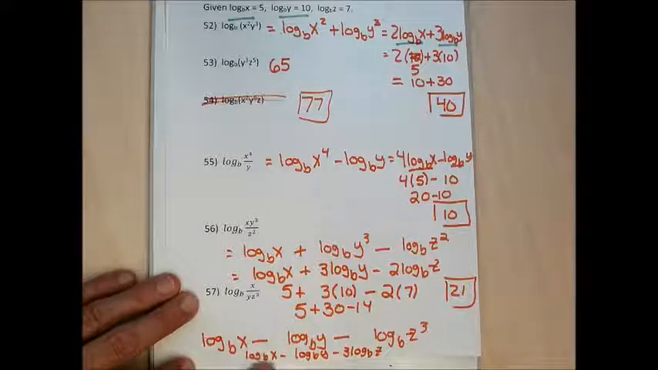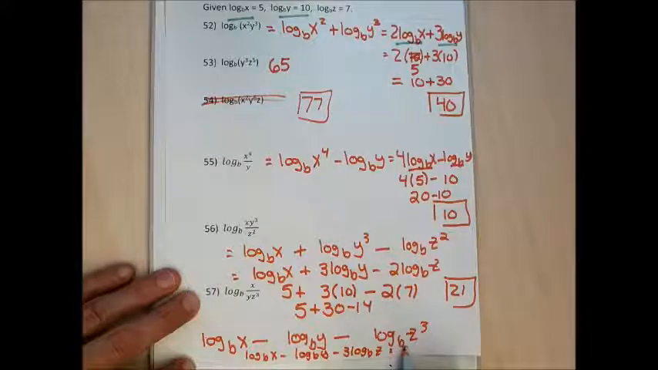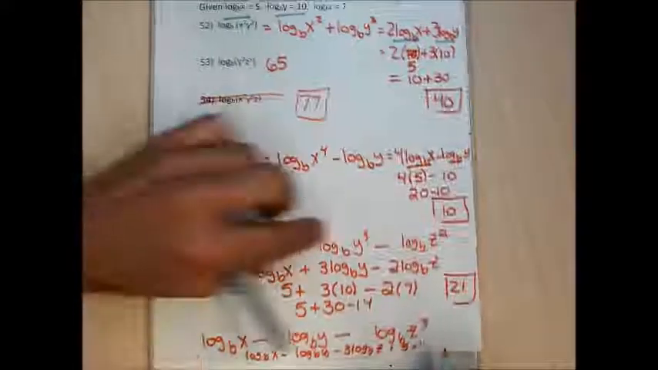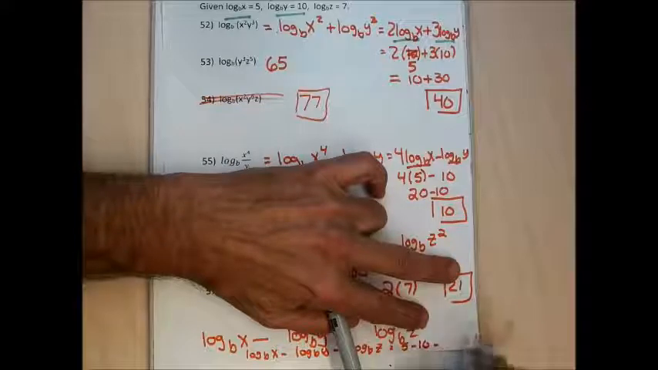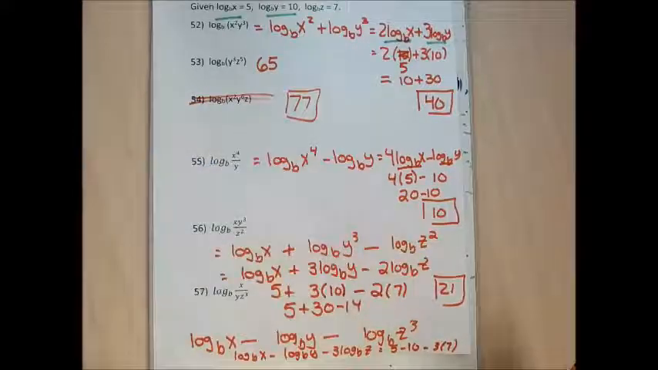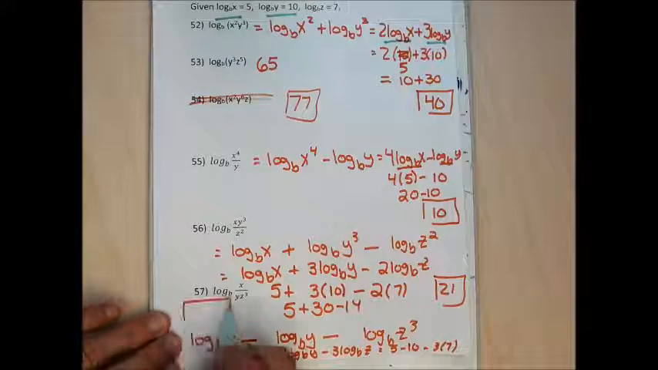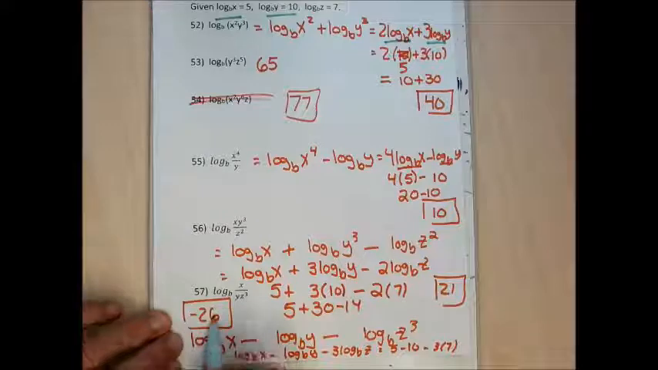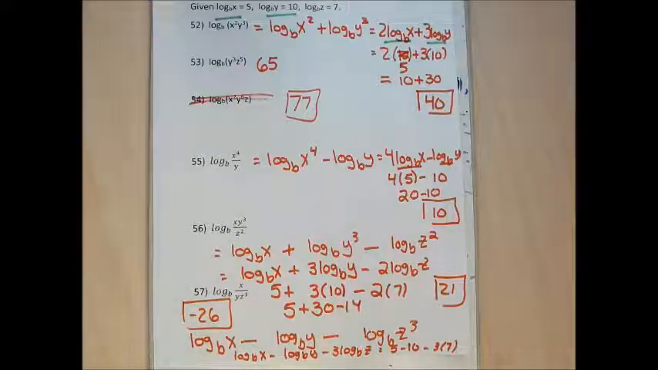And then you're going to plug 5 in for the first log, 10 in for the second log, and 7 in for the third log, leaving that 3 out front. I think it comes out to minus 26. So I believe your answer for problem 57 is minus 26. That's assuming I did it okay in my head.